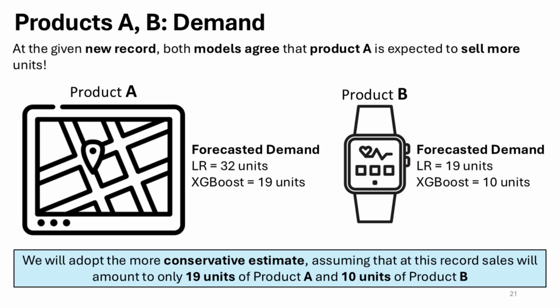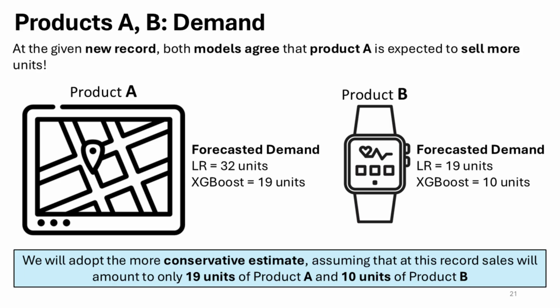Now that we have processed our forecasts through two different lenses, linear regression and XGBoost, it is time to synthesize these results for business decision-making. On this slide, we compare the final outputs for our specific new record scenario. For product A, our linear regression model forecasted a demand of 32 units, while XGBoost provided a much lower estimate of 19 units. Similarly, for product B, the linear regression model predicted 19 units, whereas XGBoost forecasted only 10 units.